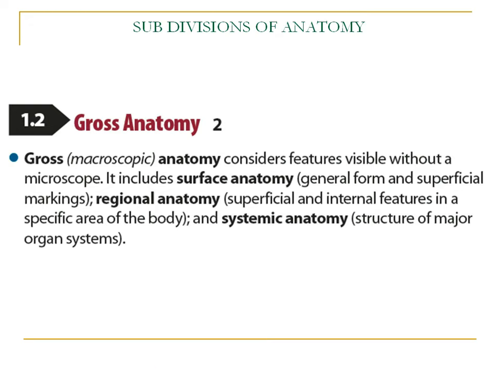And there is another branch in gross anatomy, that is systemic anatomy. Systemic anatomy deals with the human body on the basis of the different systems, like the cardiovascular system, respiratory system, gastrointestinal system.